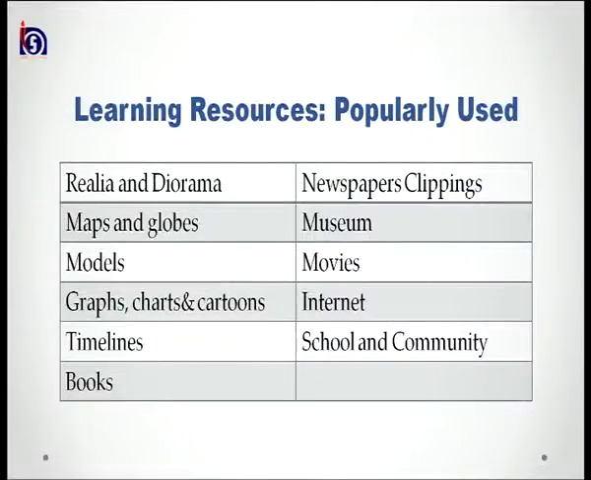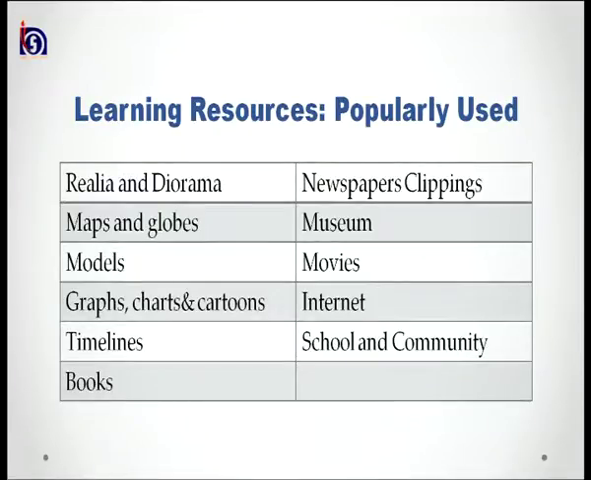Now, moving on, the learning resources which are popularly used in the teaching of social sciences: we have Relia and Diorama. Relia and Diorama relate to the real things which have usually been used in teaching of history. Then we have maps and globes. Then we have models. Then we have graphs, charts and cartoons. We have timelines, books, newspaper clippings, museums, movies, internet, school and community. These are different kinds of learning resources which are popularly used in the classroom.